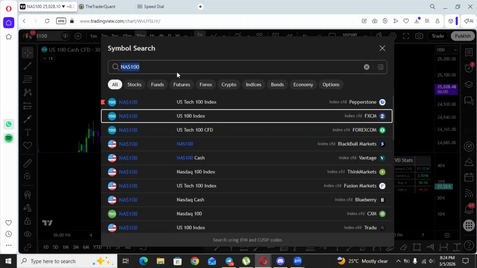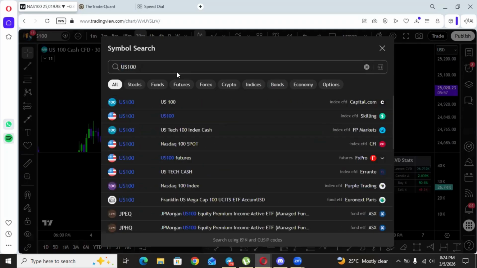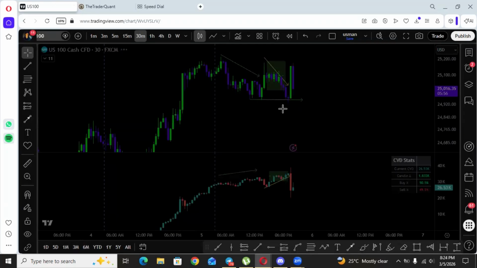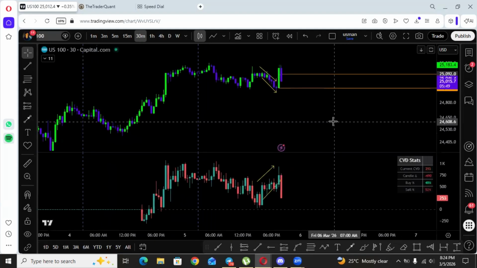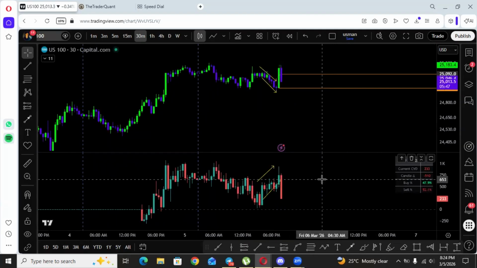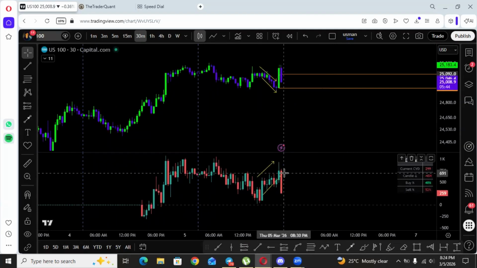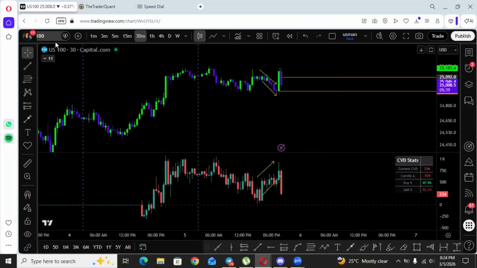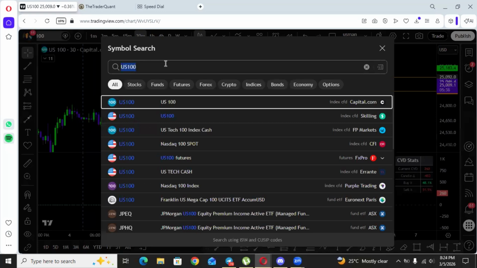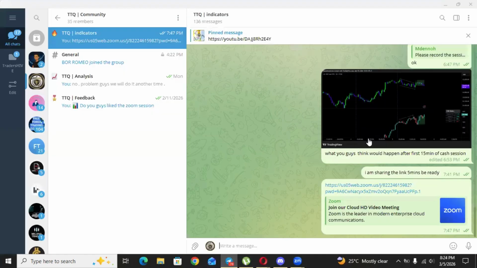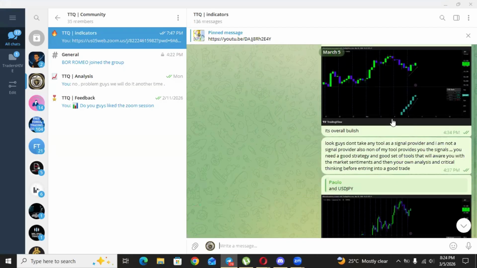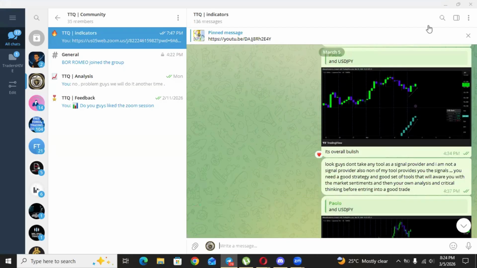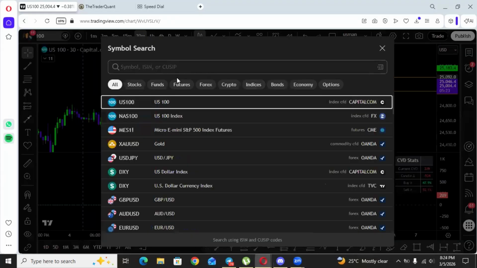Let's open another instrument. Let's open something. What happened in the US 100? Okay, price is moving down strongly. They are selling, price is following that. Okay, we also shared the analysis about, let's check, USD JPY. What happened in USD JPY?